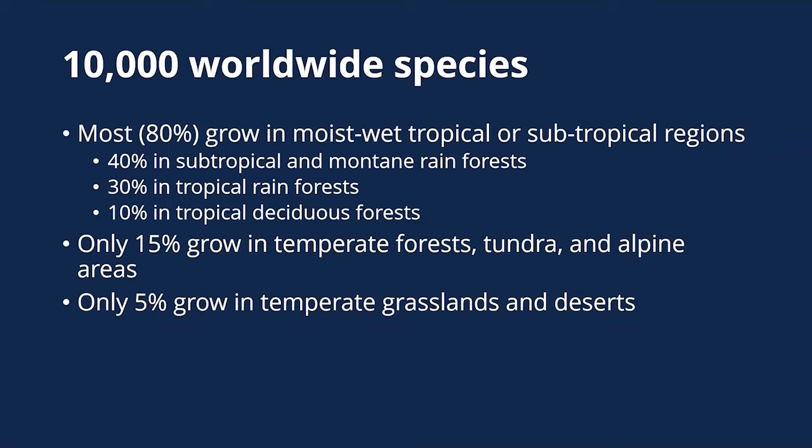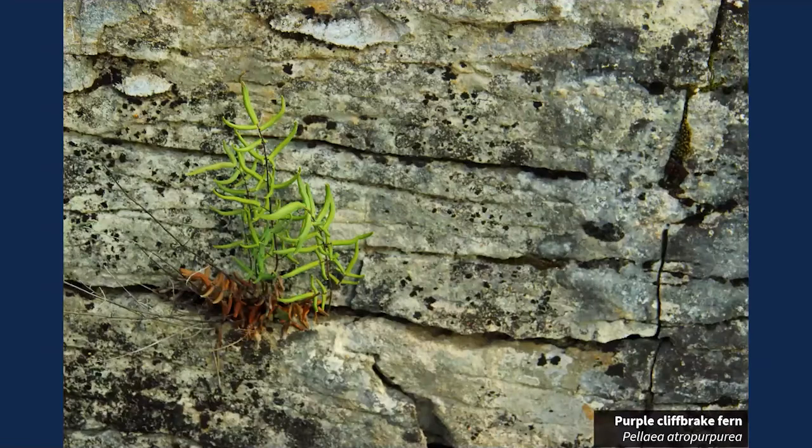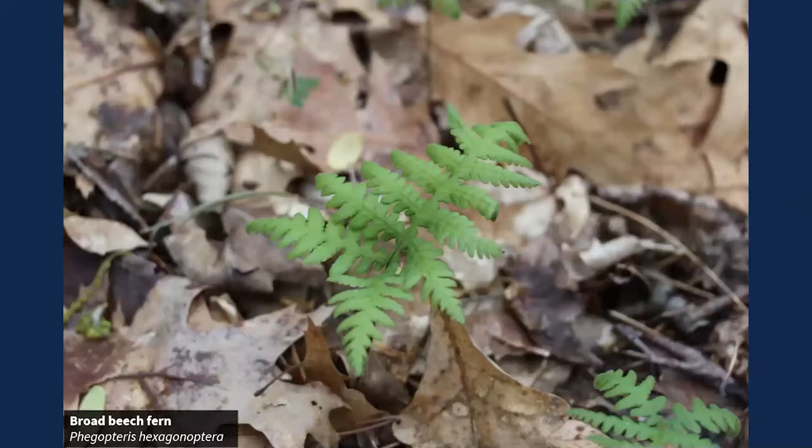But zeroing in on Illinois, ferns do grow in a lot of different habitats here. You can find ferns growing in many different places. A lot of our ferns grow on rocks, right? This is Virginia polypody, which you find growing on sandstone. Other ferns will grow on limestone. A real classic example is our purple cliffbreak fern; when you see it on rocks, you can almost guarantee it's on some type of limestone. Then we have other ferns that grow exclusively in soil. Broad beech fern is a good example of that.